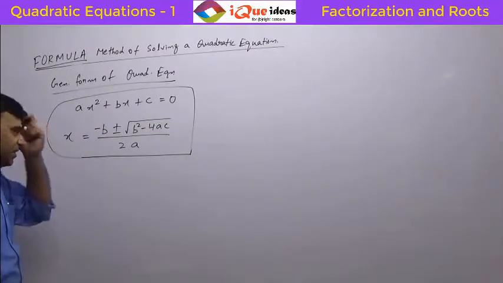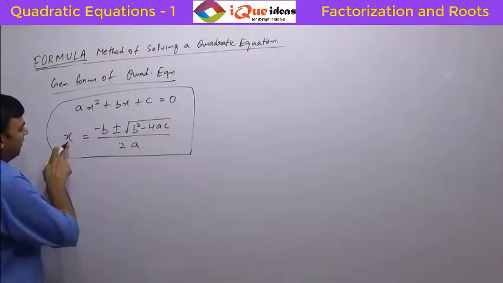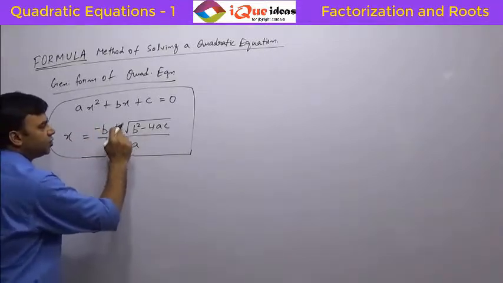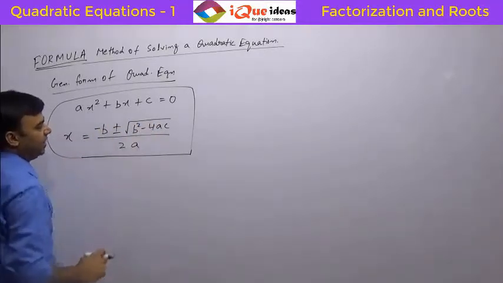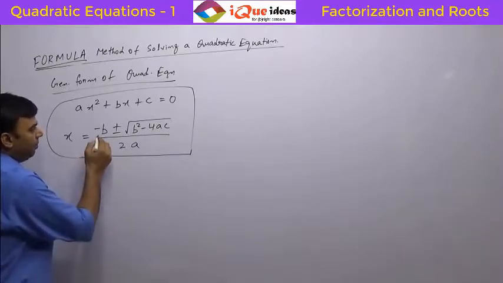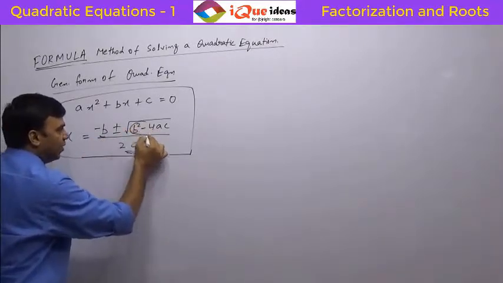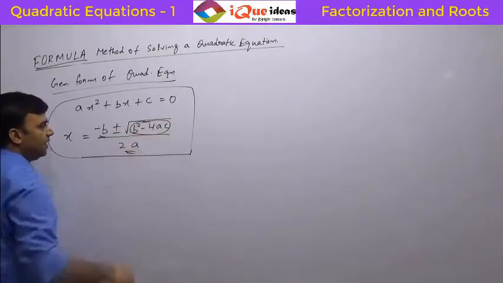Now, let's come back to the theory again here. Look at the formula. It says x equal to minus b plus minus square root of b square minus 4ac divided by 2a. Here b and a are outside the square root, but b square minus 4ac, this whole item is inside the square root, right?